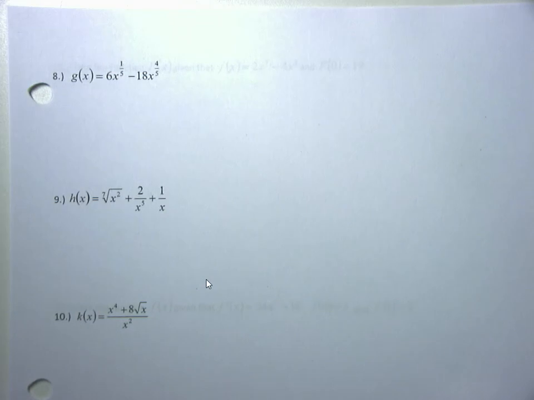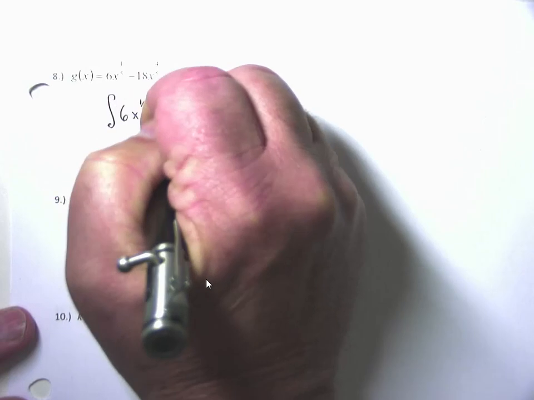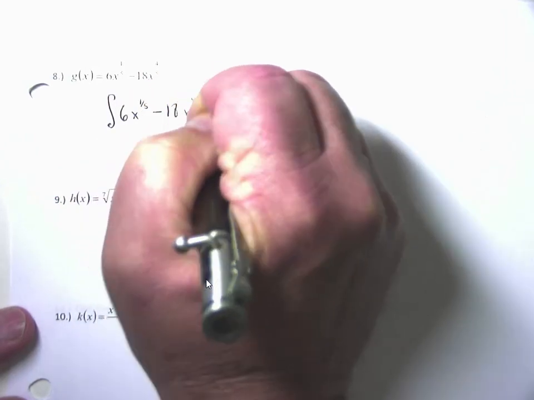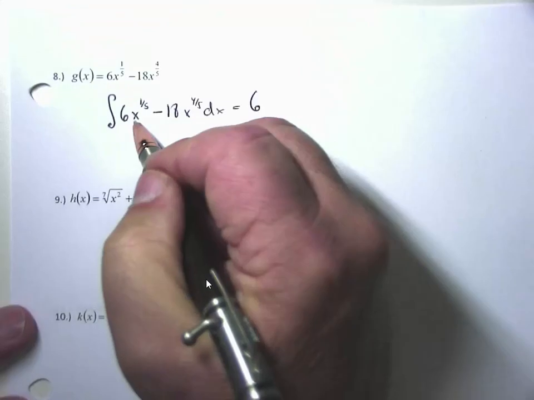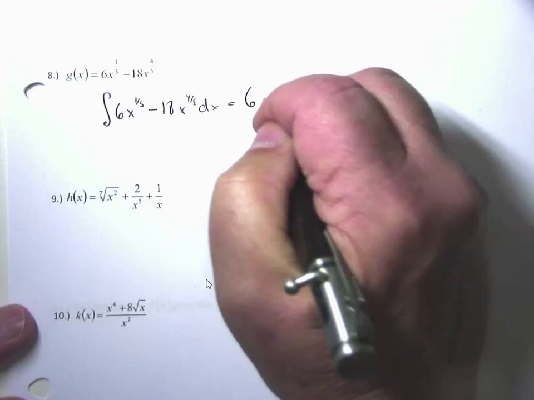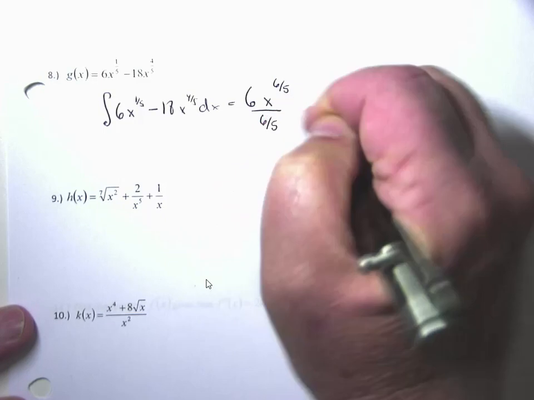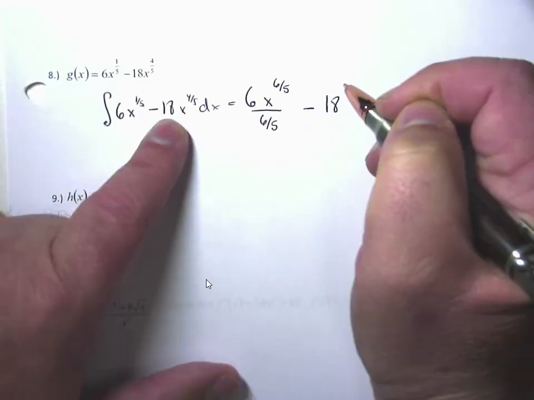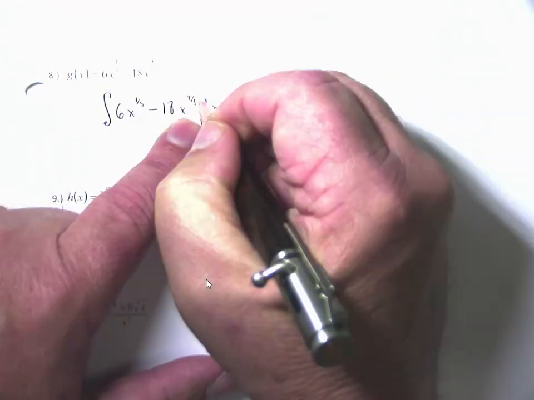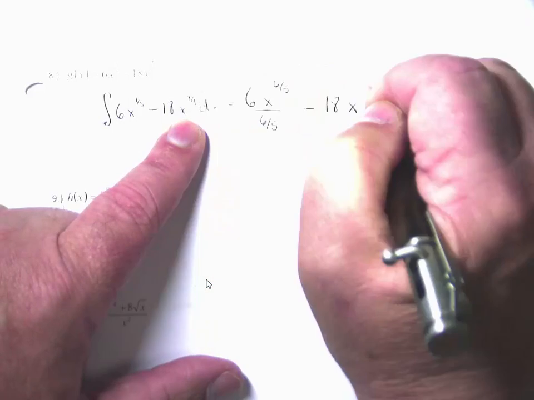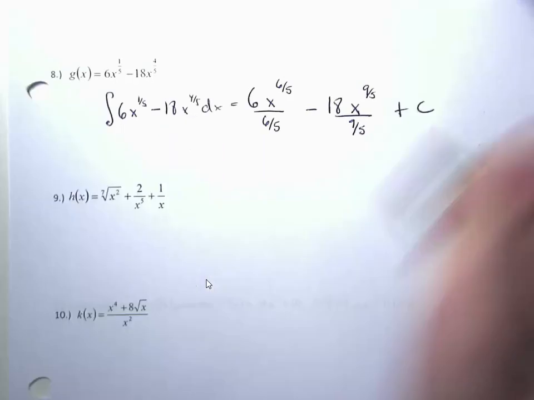Take the antiderivative or integral of this function. So the integral of 6x to the 1/5 minus 18x to the 4/5 dx would be equal to: 6 is a constant, leave it alone, holds over. Integral of x to the 1/5, you add 1. 1 plus 1/5 is actually what? 6/5 over 6/5. Minus 18 is a constant, hold it over. Integral of x to the 4/5, you add 1. Adding 1 to 4/5 is 9/5, so that'll be x to the 9/5 over 9/5, and then one big old plus c.